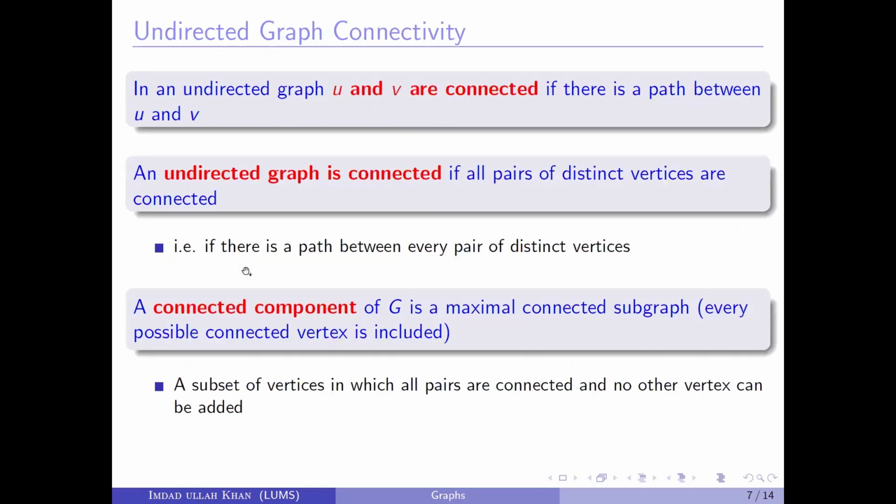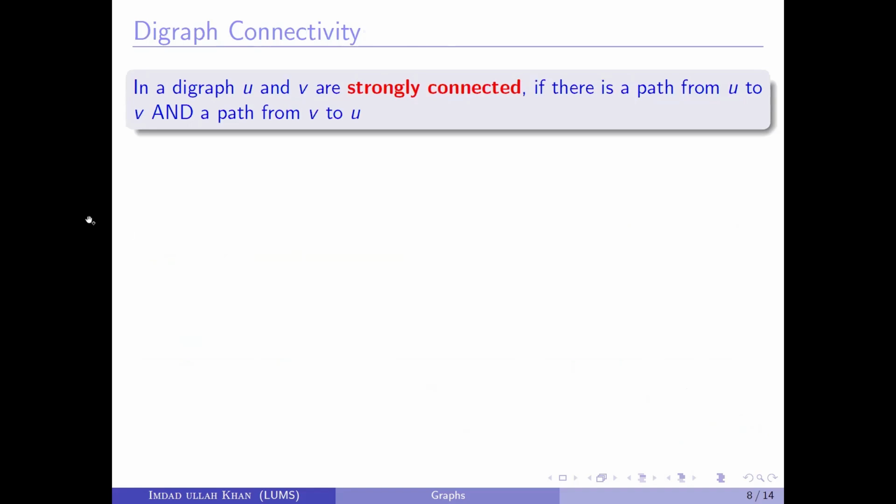We have talked about how a pair of vertices is connected. We talked about connected graphs and we talked about connected components. For directed graphs, a similar kind of analogy will be replicated, but because the edges are directed, there are explicit directions on edges. So in a digraph, in a directed graph, a pair of vertices U and V are strongly connected if there's a path from U to V and there's a path from V to U.